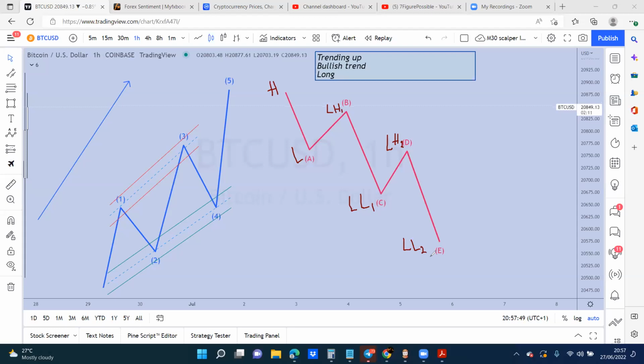Of course, if this downtrend is supposed to continue, what we're supposed to see is something like this, something like that. That's what you expect to see: continuation of lower lows and lower highs.